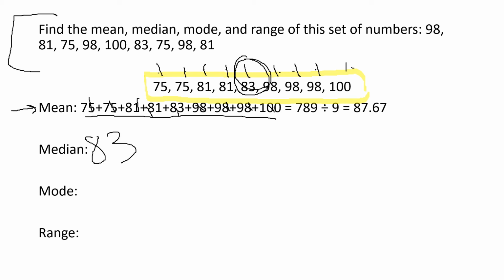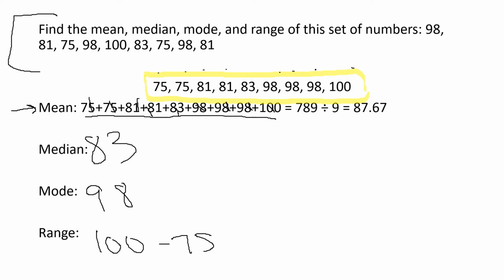The mode is the number that is most often used. So when I look at this list of numbers, which one is used the most? I have 2 75s, I have 2 81s, I have 3 98s. That's my mode. Range technically is the difference between the largest and the smallest. I just subtract them. 100 minus 75, and that means the range is 25. And that's all there is.